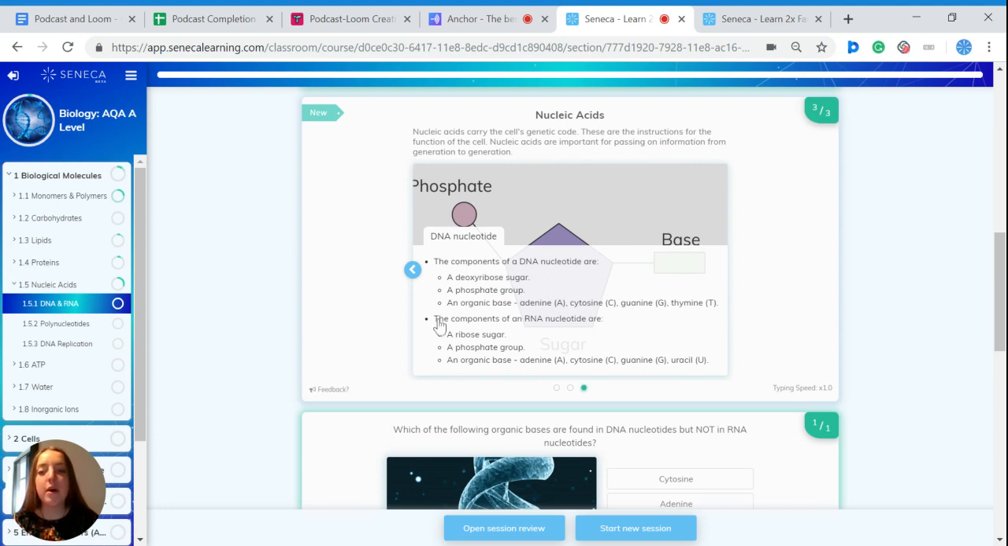So I'm going to talk to you about the DNA nucleotide first. It's made of a deoxyribose sugar, a phosphate group, and an organic base, which can be adenine, cytosine, guanine, or thymine. The components of an RNA nucleotide are a ribose sugar, a phosphate group, and an organic base such as adenine, cytosine, guanine, and uracil.